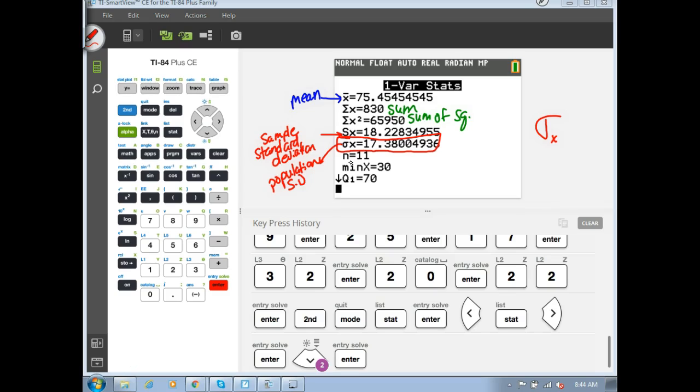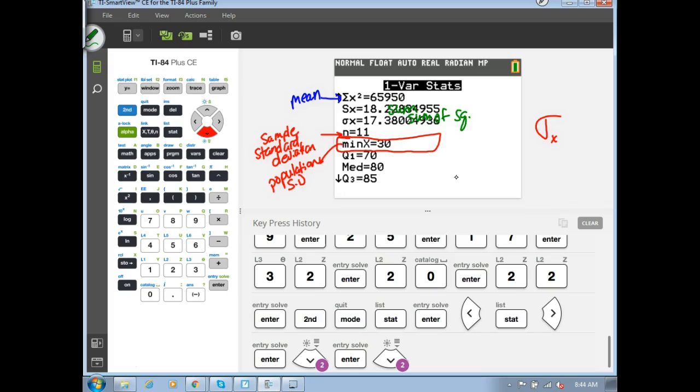but it's 11. And then they give you some information next. It says that the minimum value in your list is 30. That's pretty obvious. And then it says Q1. That is the first quartile endpoint. We'll talk about that in a minute. If you keep scrolling down, there we go. MED, anyone have a thought as to what that stands for?